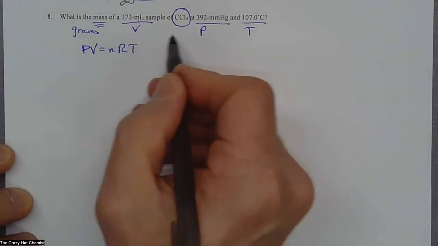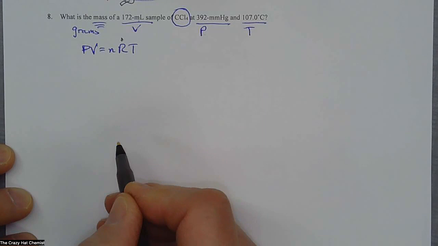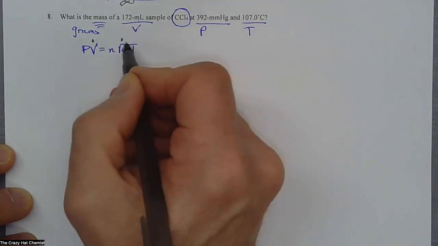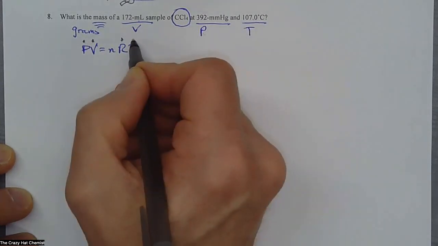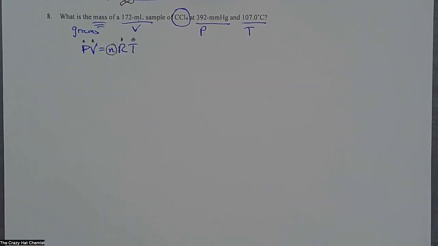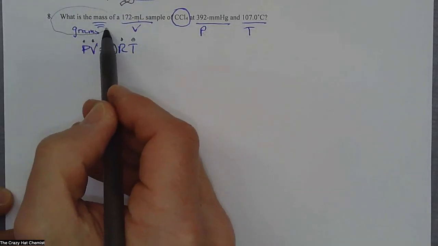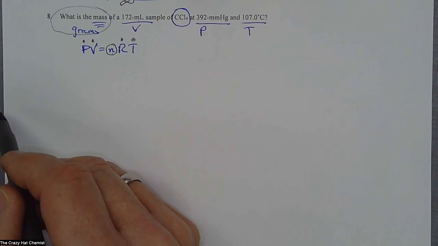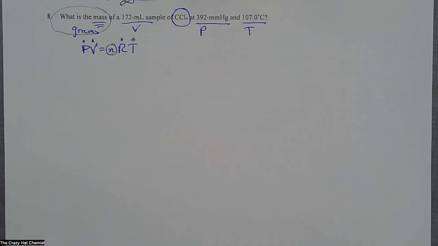So we have, what do we have? We have the gas constant always. We have the volume. We have the pressure. We have the temperature. What we don't have is the number of moles. But we are asked to solve for a mass in grams, but you can convert from moles into mass, hopefully very simply with one step.